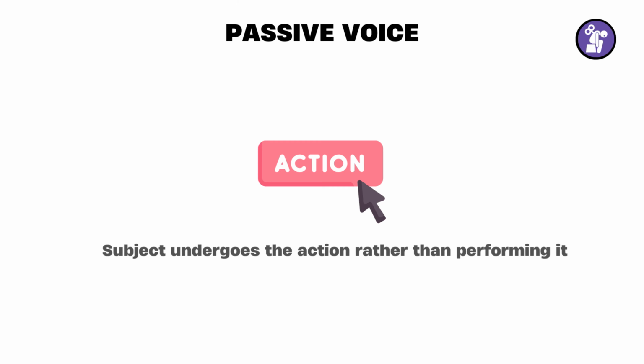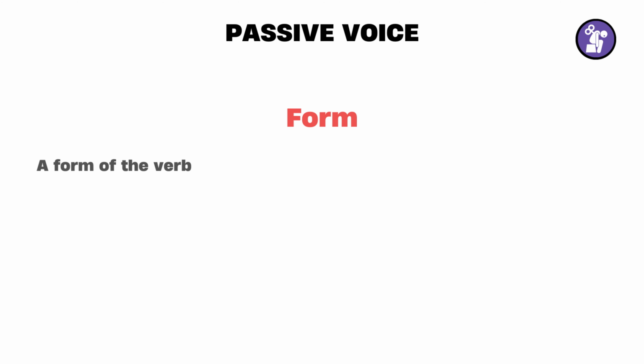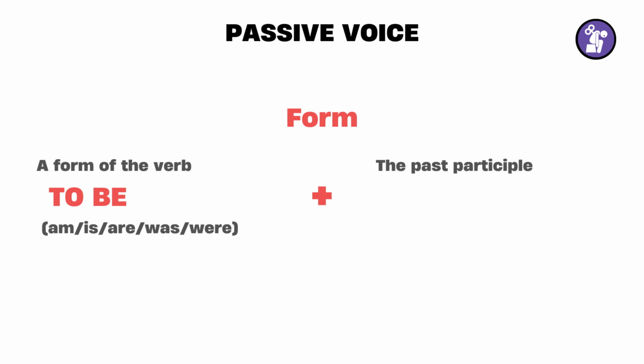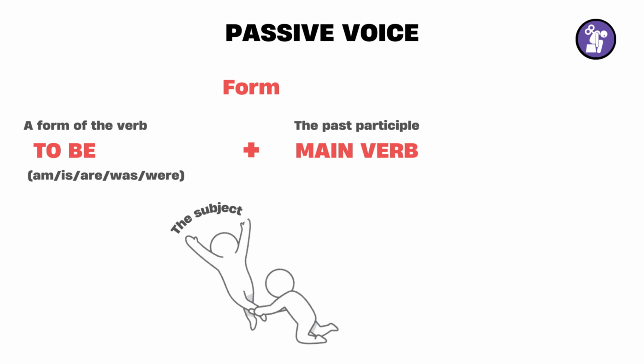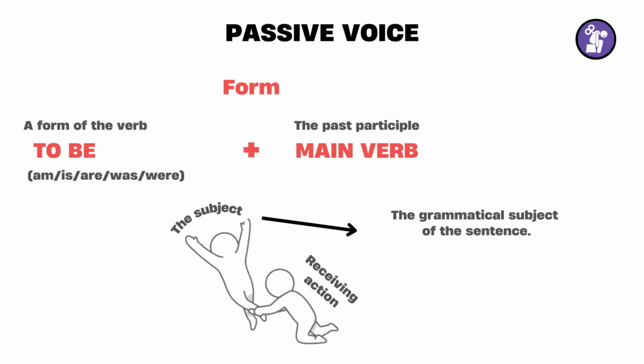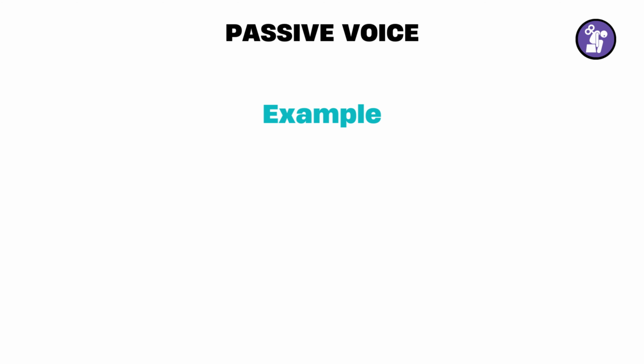Passive voice describes actions where the subject undergoes the action rather than performing it. It is formed using a form of the verb to be: am, is, are, was, were, plus the past participle of the main verb. The subject receiving the action becomes the grammatical subject of the sentence. Example: the book was written by Jane.